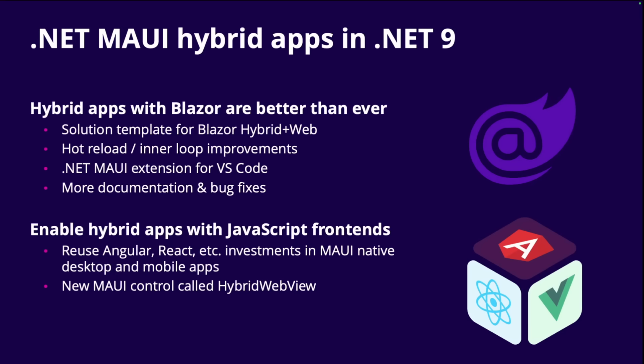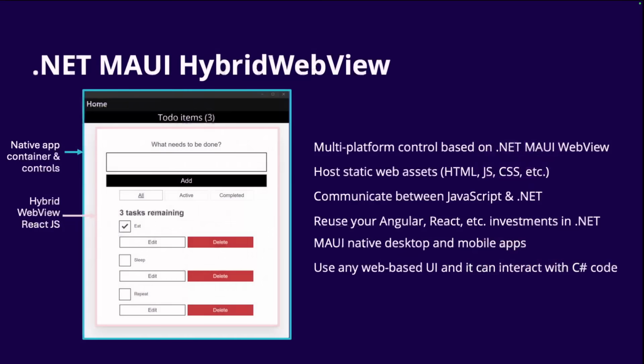This means you can reuse Angular, React, Vue, or more inside of .NET MAUI applications with the brand new control called the Hybrid Web View. And I have an actual full video here on my channel going through both of these options for you. Just like the Blazor Hybrid Web View enables you to bring in Blazor user interface with Razor components, the Hybrid Web View enables you to embed that HTML, JavaScript, and CSS and communicate back and forth between JavaScript and C#.